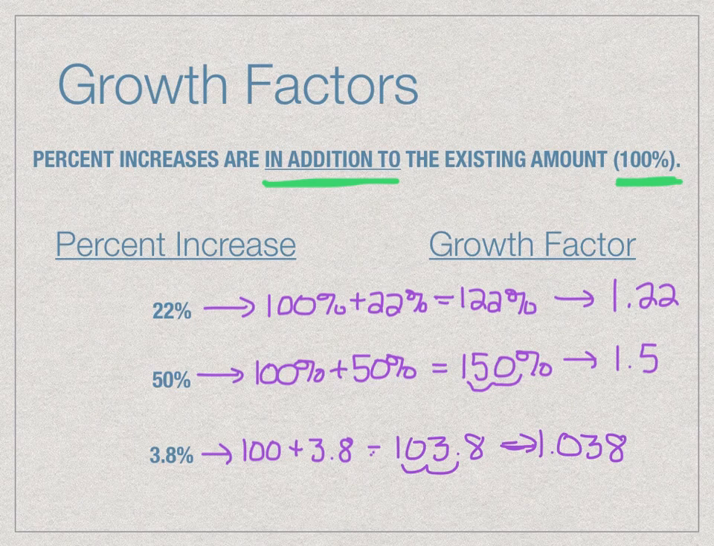Okay? So kind of the meaning of this is this, the percent increase is what's going to be listed in the problem for you. And when you go to set up your equation, this is what goes in for that b value that we had talked about.